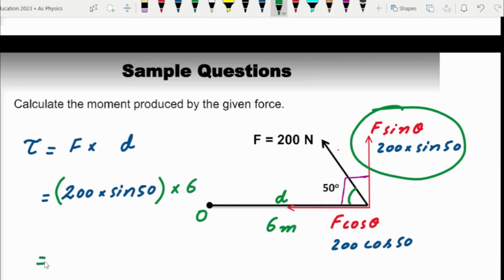ठीक है, कैलकुलेटर पे जब आपने लिखना है सो मेक श्योर कि साइन 50 के बाद आप ब्रैकेट्स लगा के ब्रैकेट्स क्लोज करके फिर मल्टीप्लाई बाय 6 लिखो. अदरवाइज वो कैलकुलेटर क्या करेगा, वो आपको साइन 50 टाइम्स 6 जो 300 आएगा वो 300 का साइन ले लेगा. फिर ये नहीं हमने करना. We have to take sin 50 multiplied by 6 multiplied by 200. So the final answer for this one would be 919.25.